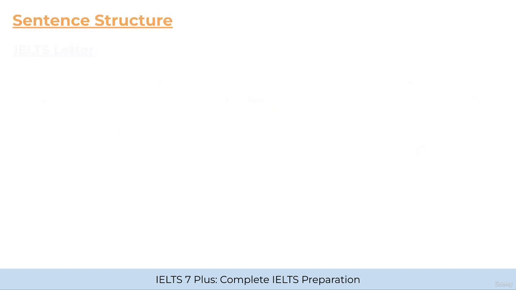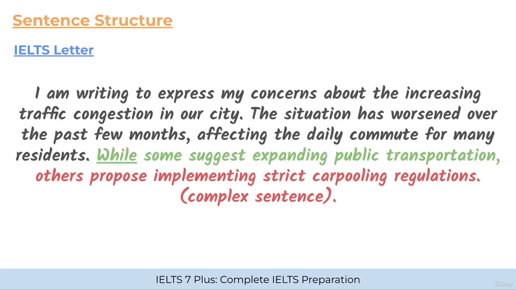Okay, what about the next one? While some suggest expanding public transportation, others propose implementing strict carpool regulations. So we've got another complex situation here. We've got an independent clause, others propose implementing strict carpool regulations, and our dependent clause with that while there, our subordinating conjunction.